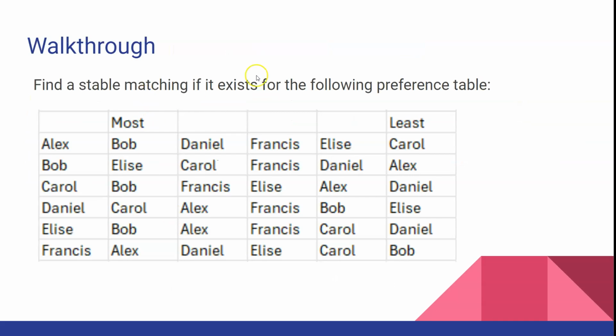So let's walk through a problem and go through the algorithm that would solve it. Find a stable matching, if it exists, for the following preference table. To read this table, this is the preference list for Alex in the first row, from most to least preferred, and then the same for each of the other people.